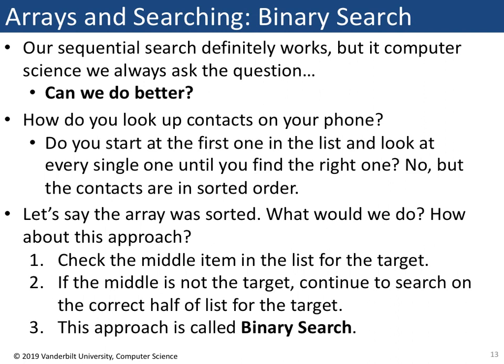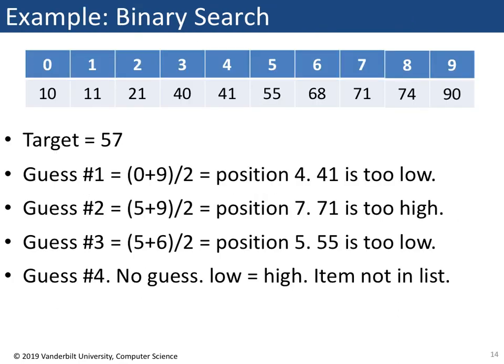So immediately we were able to eliminate half the array because we knew that it didn't contain our target. When we're looking for the number 25 and the middle is 50, we know that we can eliminate the whole right half of the array. This generic idea is called binary search. So here's an example of binary search.